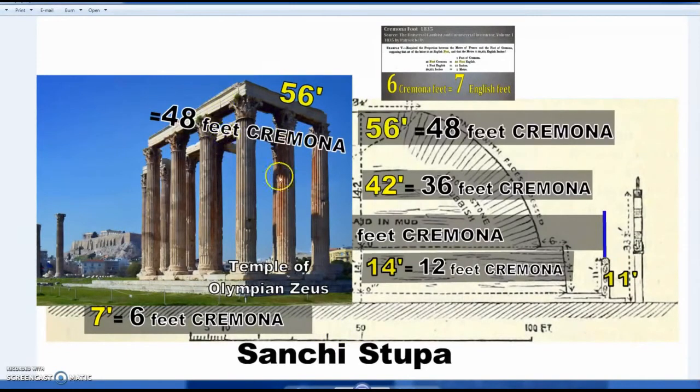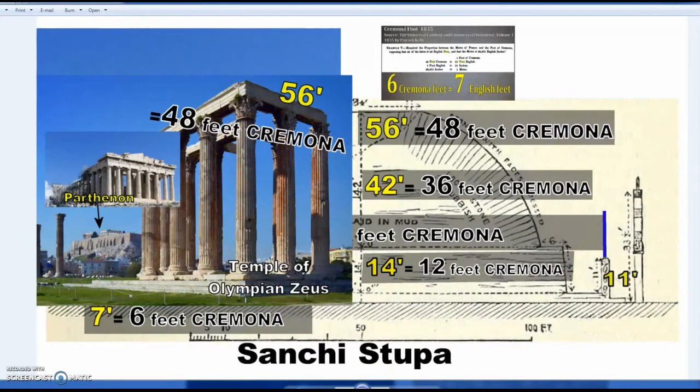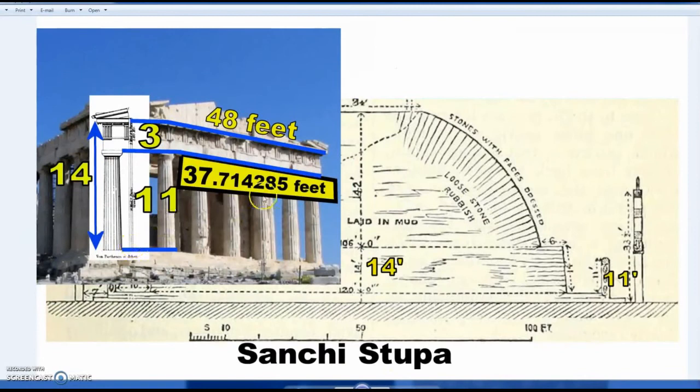If we apply that to the Temple of Olympian Zeus, we get 48 Cremona feet, just like the Parthenon, 48 feet high. And, well, back to here. So 48 feet would be 14. The 11 ratio is 37.7148. And we need to consider the 11-foot scale, which doesn't fit. And what do we get?